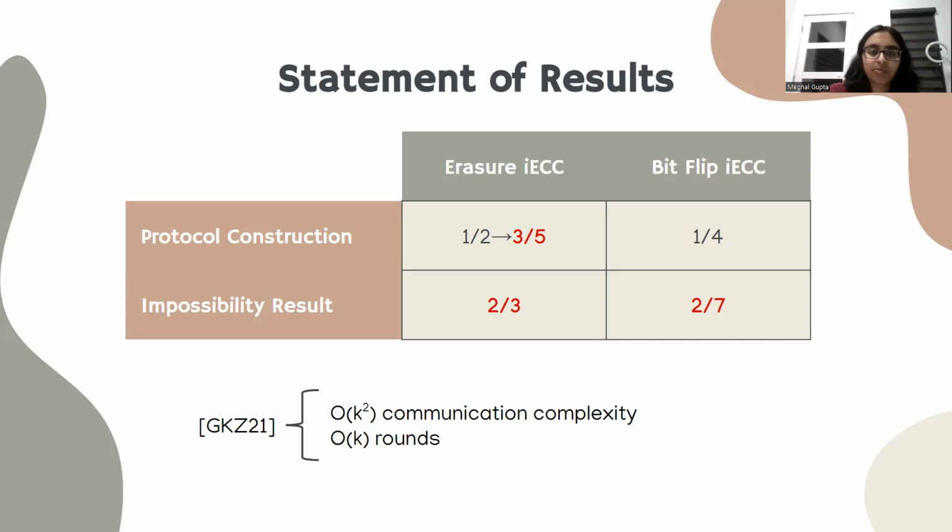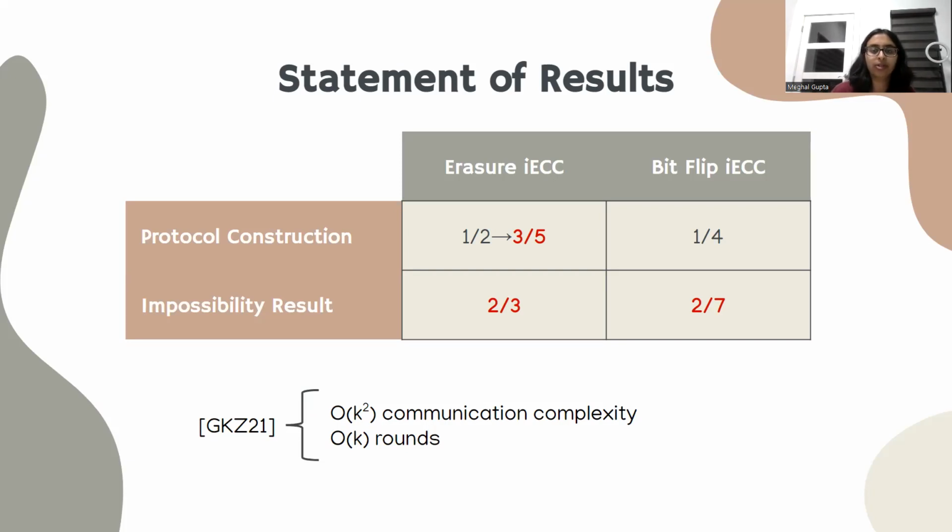We also show an impossibility result that no protocol can achieve greater than 2/3 error resilience, but note that there is a gap between 3/5 and 2/3, so it is an interesting open problem as to what the actual correct bound is over here.